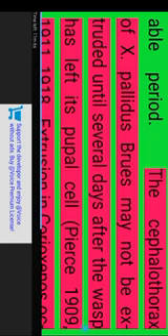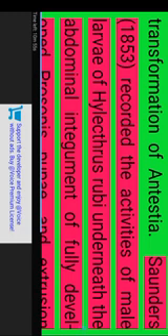The cephalothorax of X. pallidus Bruce may not be extruded until several days after the wasp has left its pupal cell. Pierce 1909, 1911, 1918. Extrusion in Coreoxenos occurs not more than 36 hours after the final transformation of the host. Saunders 1853 recorded the activities of male larvae of Hylecthrus rubi underneath the abdominal integument of fully developed Prosopis pupae, and extrusion took place almost immediately after the host had assumed its adult form.